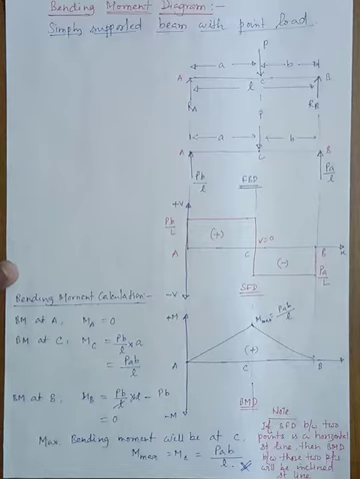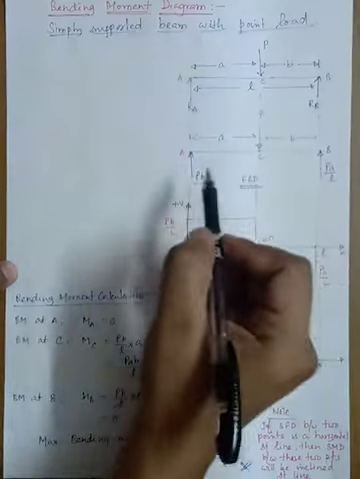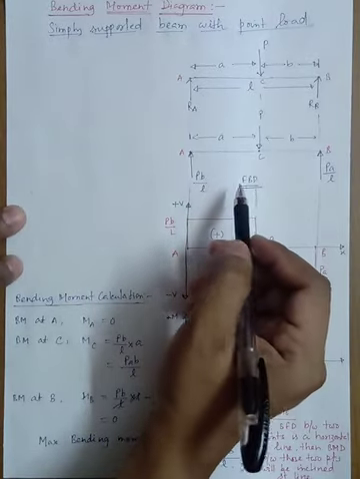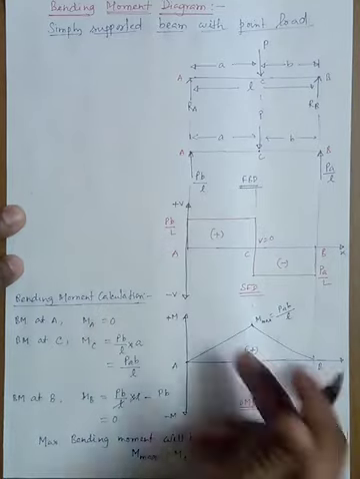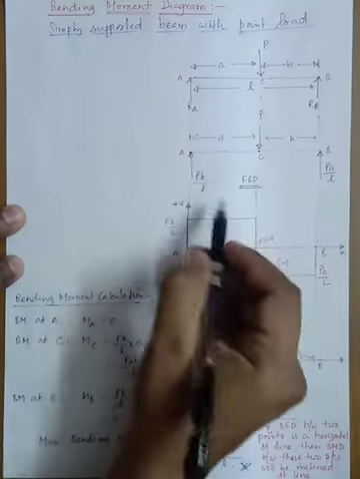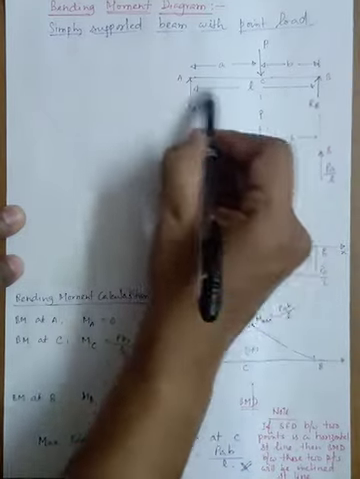Today we are going to see how to draw BMD, that is bending moment diagram. I have taken a simply supported beam. As I have told you in the shear force diagram, we will be drawing the shear force and bending moment diagram just aligning with the free body diagram of the structure which is given. So here is the free body diagram of the simply supported beam.